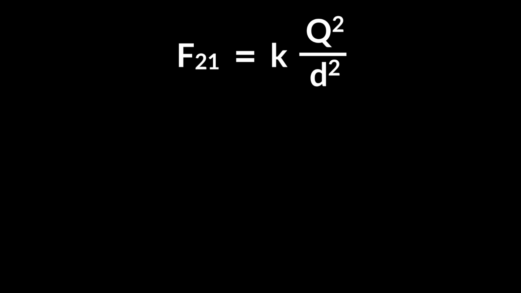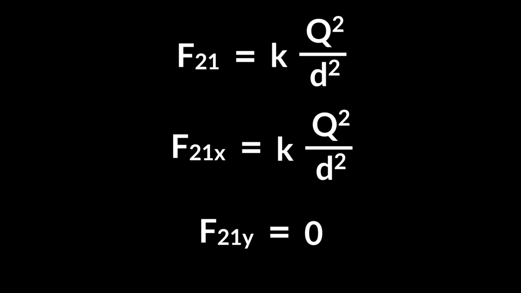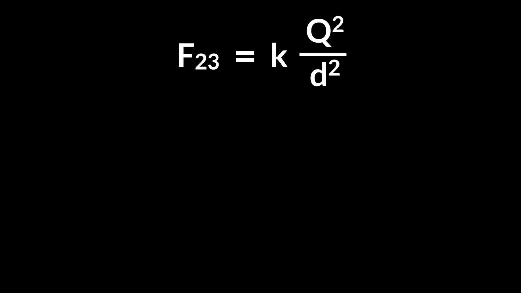And now we will look at the components. So the x component is just the magnitude multiplied by the cosine of the angle, and the y component is the magnitude multiplied by the sine of the angle. But since F1 is horizontal, the angle is just 0. And cosine of 0 is 1, and sine of 0 is 0. And from that we get that the x component is kq squared over d squared, and the y component is 0.